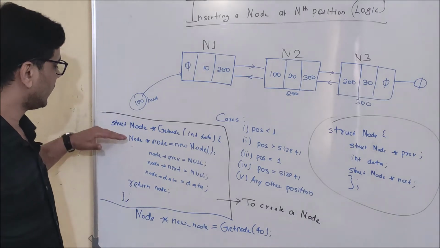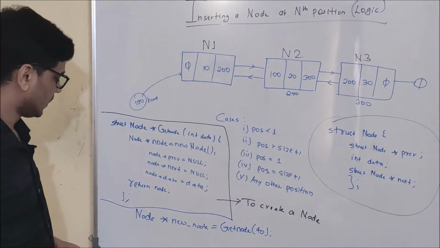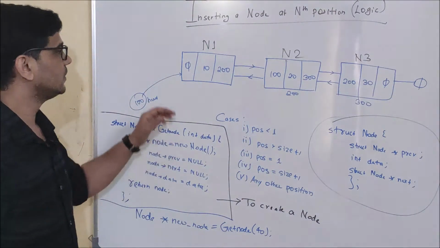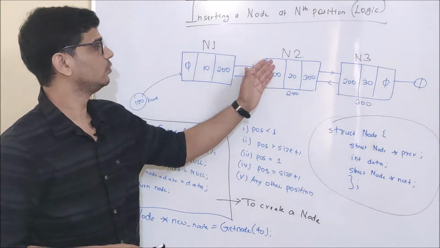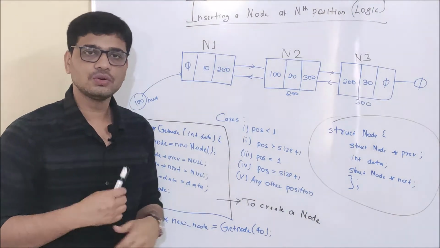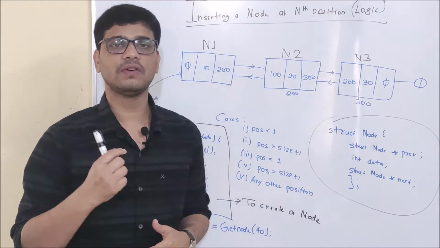And what is node here? It is a pointer to a struct node, and this is our linked list. It has three nodes: node 1, node 2, node 3, and this is our head pointer. So to insert a node in a linked list, we have to deal with 5 cases.